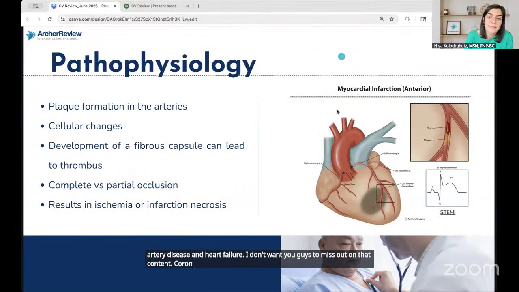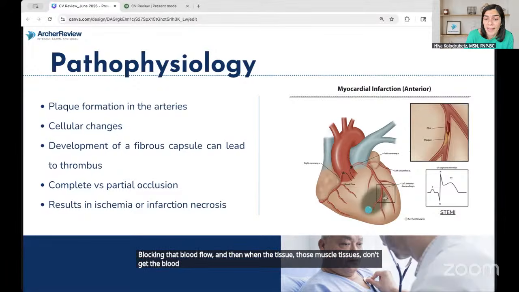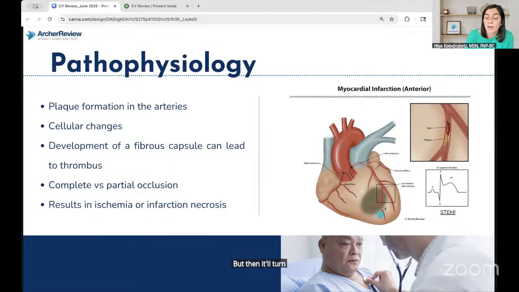Coronary artery disease, we know that's when plaque forms in those coronary arteries, our main arteries. Remember, this can really lead to poor tissue perfusion, right? Because the heart feeds itself with those coronary arteries. So we worry about that plaque formation either partially or completely blocking that blood flow. And then when those muscle tissues don't get the blood, they die, right? First, it'll show signs of ischemia, but then it'll turn into an infarct if it's not treated.